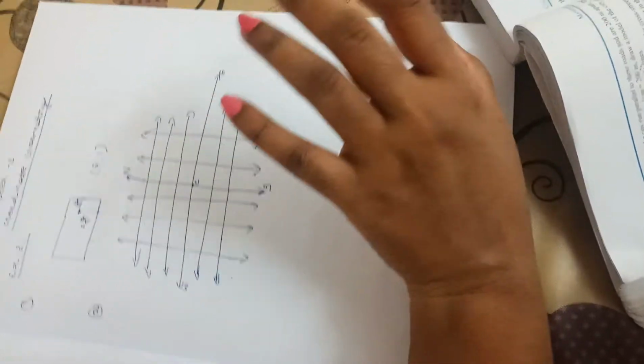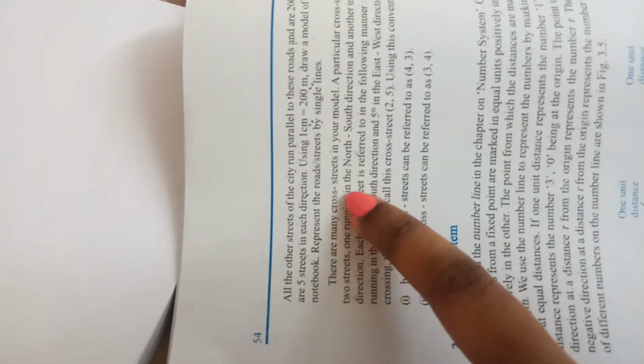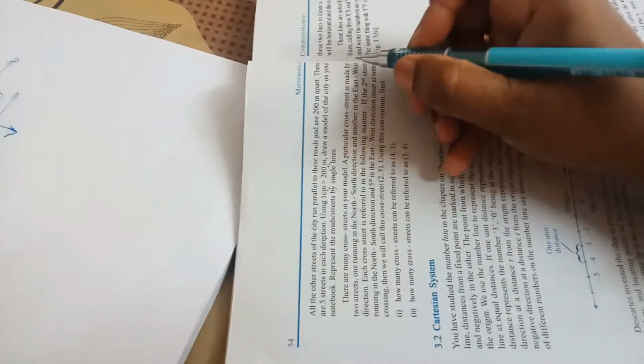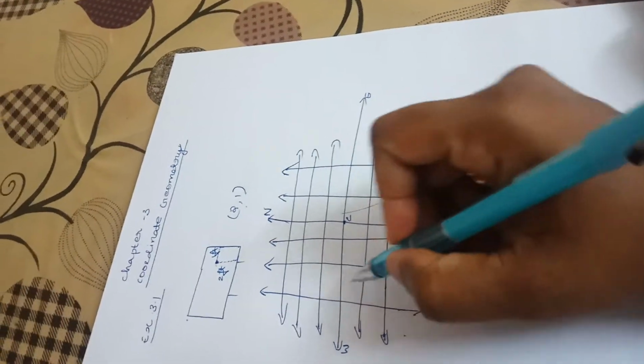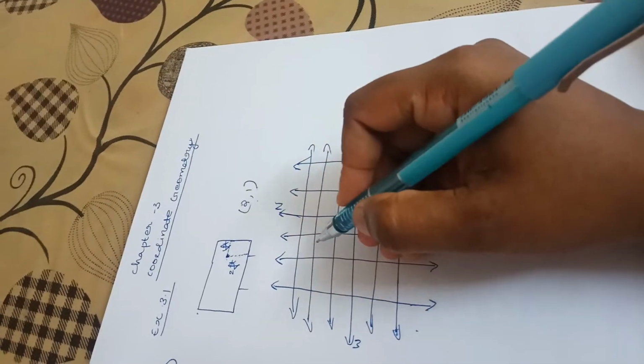Okay, so in this section it is given that we have to represent roads or streets by single lines. There are many cross streets in your model. This is given one example how to plot the point. A particular cross street is made by two streets. So suppose if we want to plot this point, this is the center. If you want to plot this point, how can you?